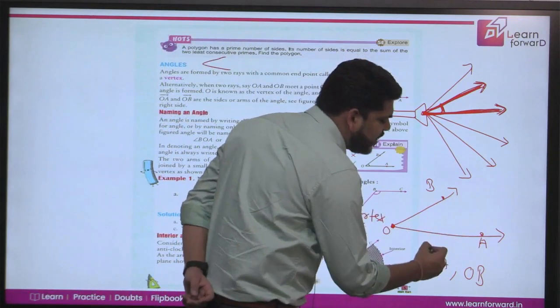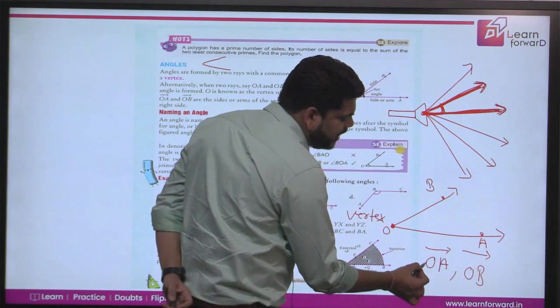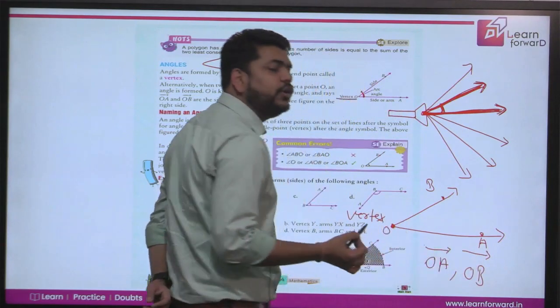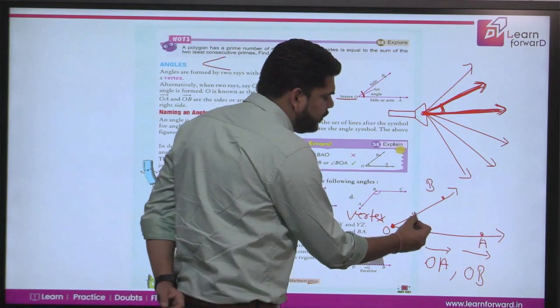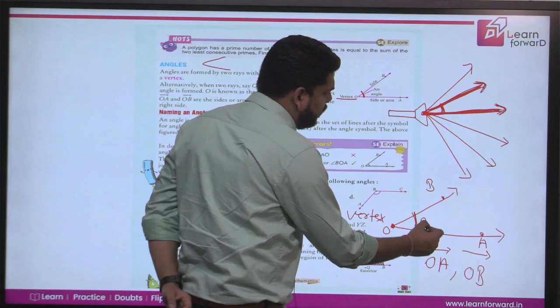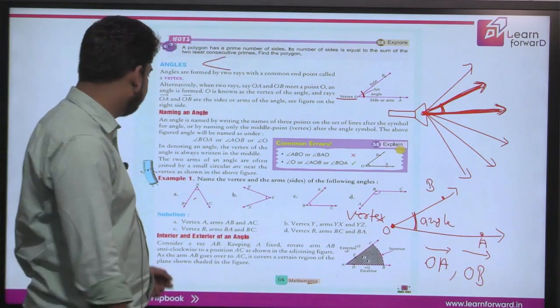But since these are rays, we will draw arrows that represent the ray starting from O and going toward A. Fine. And the opening is called the angle, or you can say arc angle.